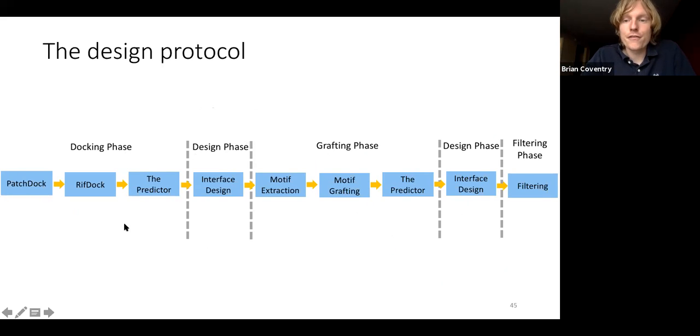We've got our docking phase with the PatchDock plus RIFdock method. The predictor narrows it down. Take that into interface design, where we extract our favorite motifs, graft those motifs, run the predictor again. This is sort of like a really fast docking procedure right here. Then you do your interface design and you filter. And that's the new design protocol. It works a lot better. I can tell you about that in a few slides.